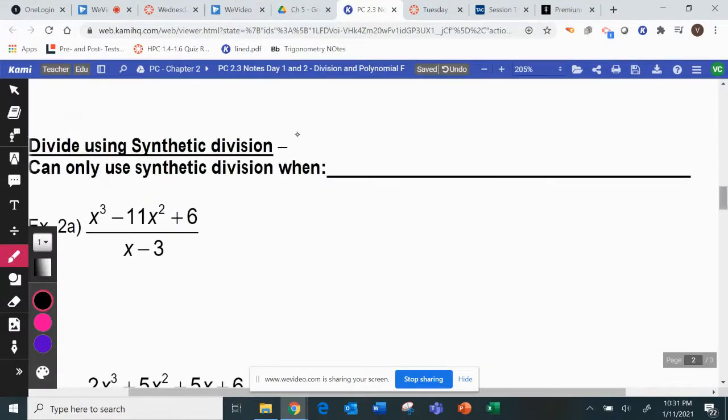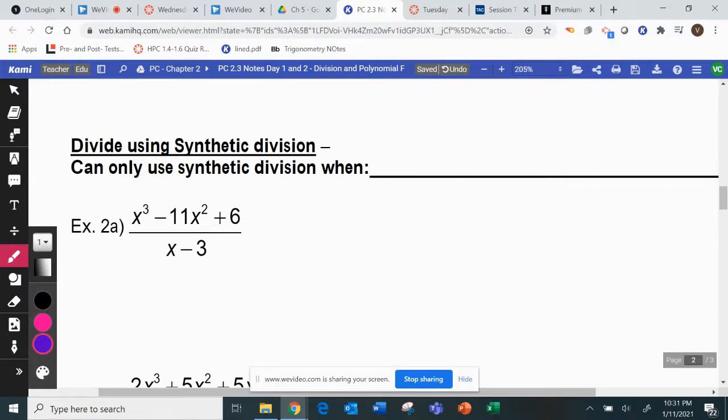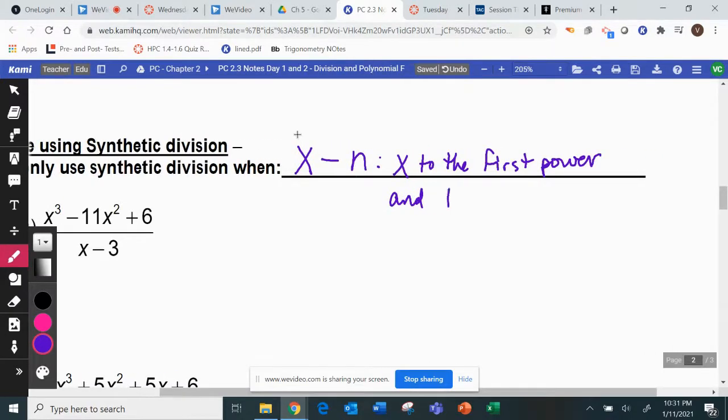All right, synthetic division. If you remember this at all, you were like, yep, that's the one I like. Synthetic division, but you can only use it when we have something like x minus, oh shoot, I forget what letter they normally use here. I'll just put it like n, if you have x minus n. X has to be to the first power, and the coefficient on x is only 1.